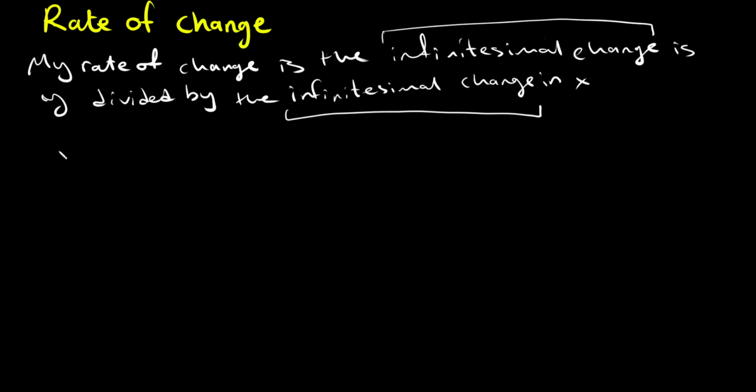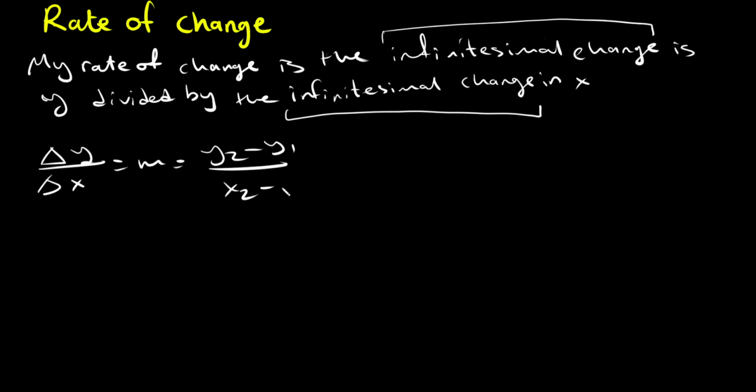What I mean by infinitesimal is, you know that delta y divided by delta x gives us a slope. It's the same thing as y2 minus y1 divided by x2 minus x1, right? This is a slope function. Well, my rate of change is telling me that, let's write a function right here.